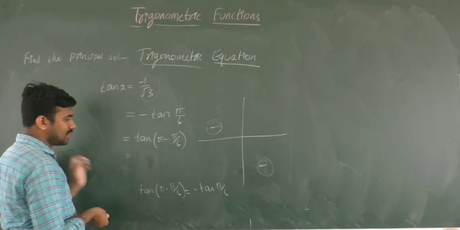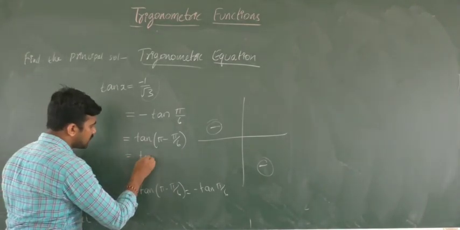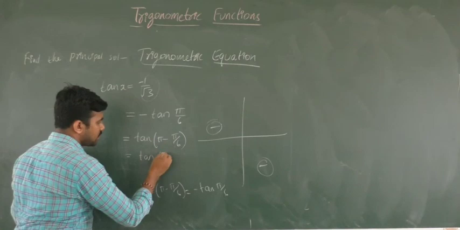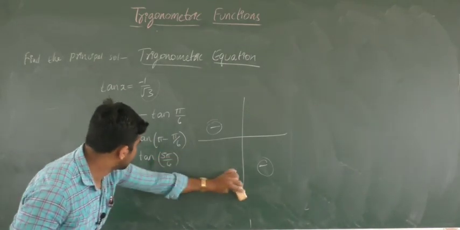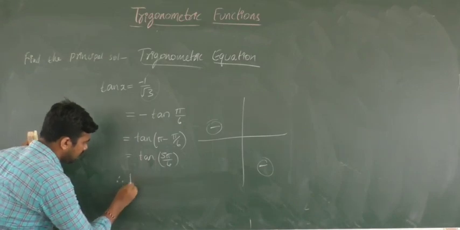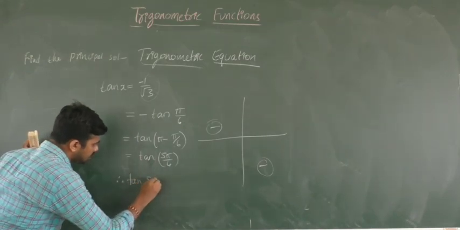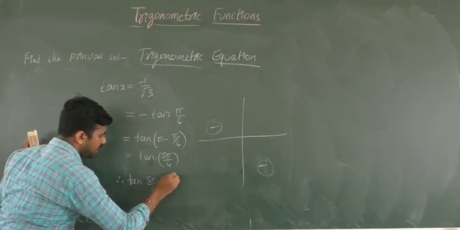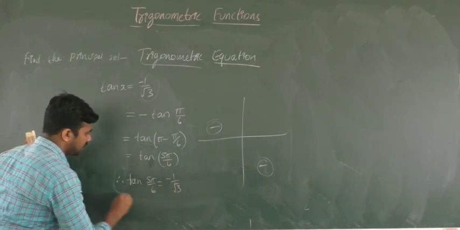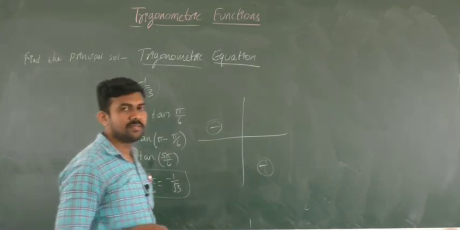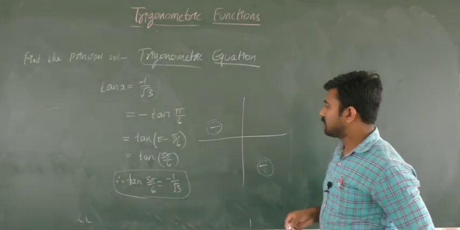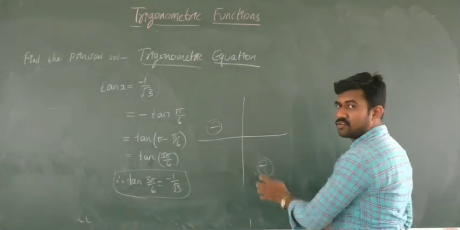So clearly these two are equal. Now this is nothing but tan 5 pi by 6. Therefore, tan 5 pi by 6 is equal to minus 1 by root 3. So 5 pi by 6 is one of the principal solutions here. Next, the principal solution we will get in the fourth quadrant.